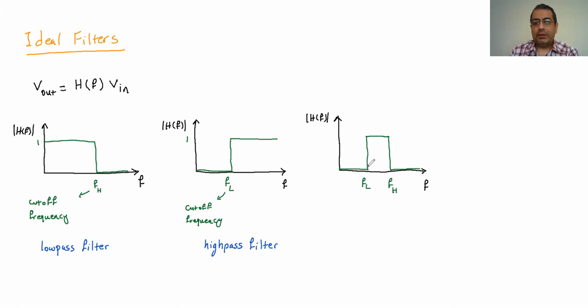And if the signal has a frequency less than FL or larger than FH, it is going to be filtered out. Only that part of the signal goes through. So if you have a signal where we want, for example, a very specific part of that signal, we can use this filter.